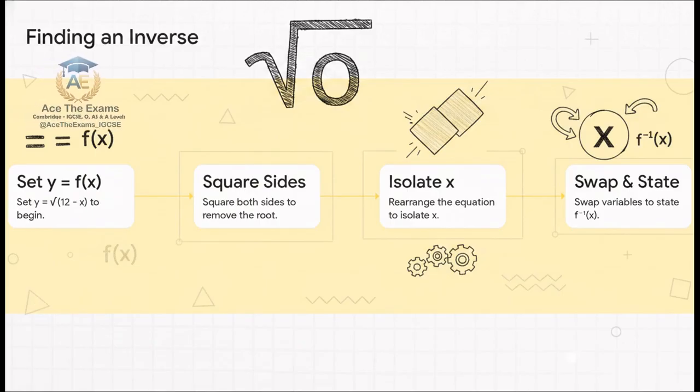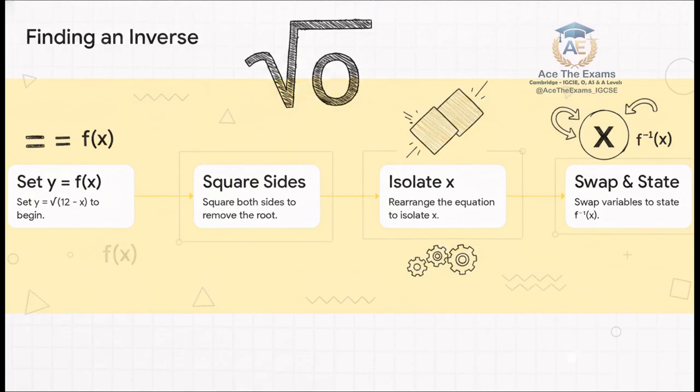Step 2. To break that square root, we square both sides. That's our evidence of algebraic manipulation. Step 3. We isolate x on one side of the equation. Step 4. The final link back to the command word. We do the magic swap. Change the x to y, the y to x, and formally state your final answer as f inverse of x.